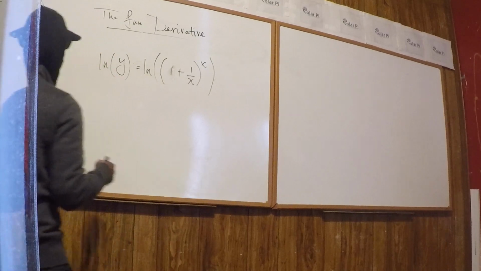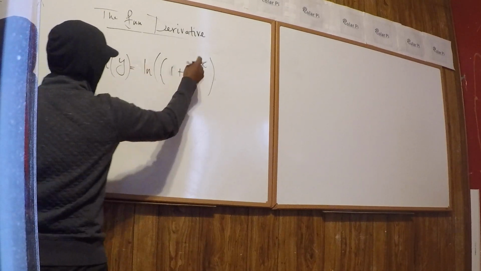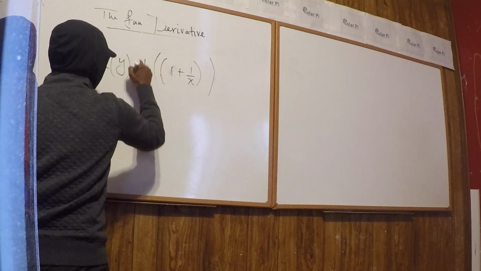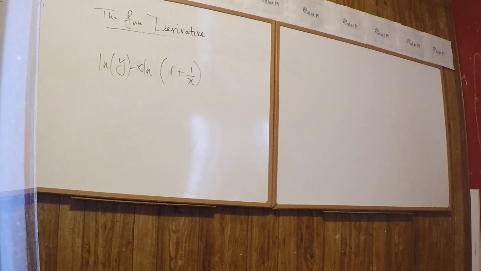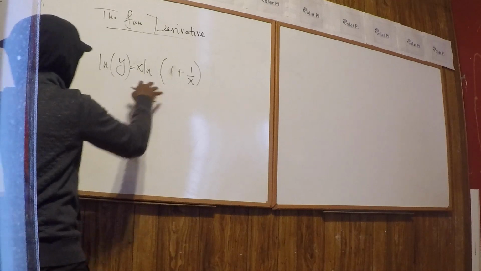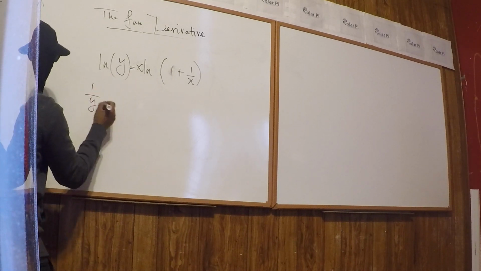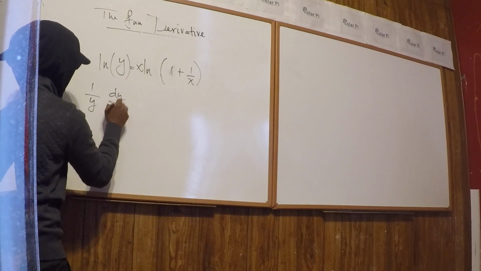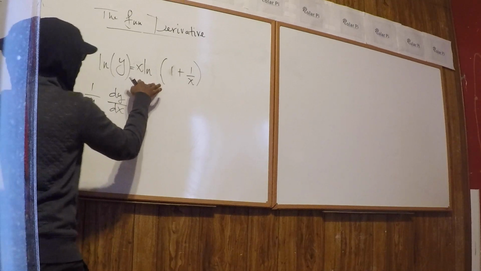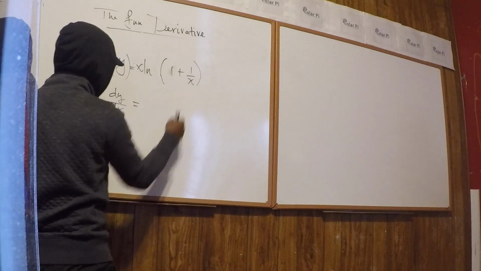So the whole purpose of taking the natural log is that we have a variable to a variable, and it breaks down the variable. Now we take the derivative implicitly. Here we have to keep product rule in mind. We get 1 over y times dy/dx equals the product rule, between x and the function natural log of 1 plus 1 over x.